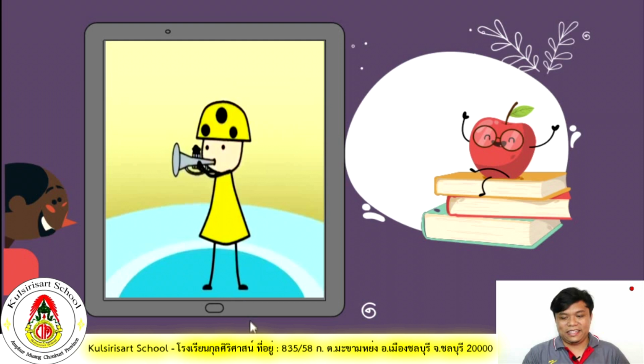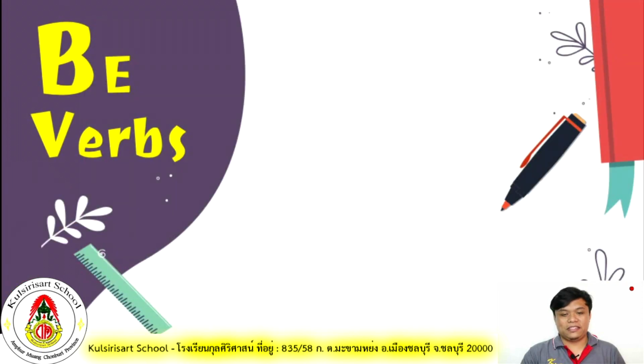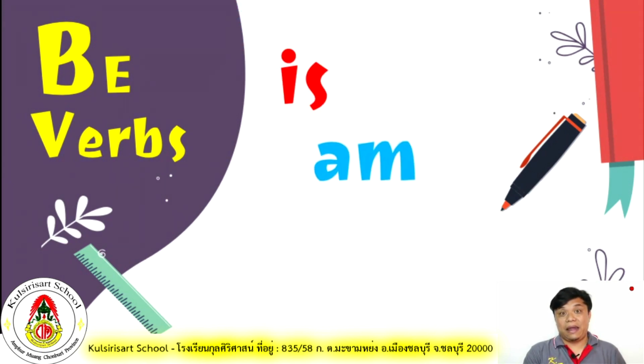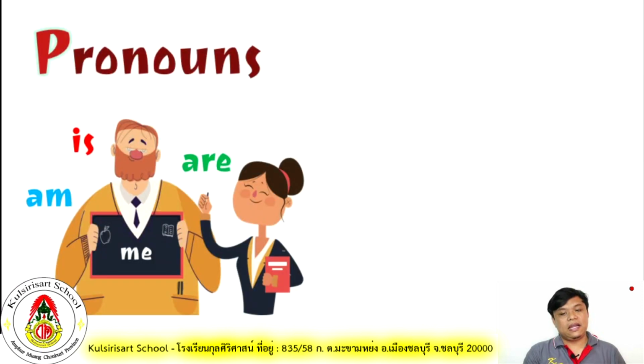Okay, that's it. Did you like the music? Okay, great. For our proper lesson, according to the song, the be verbs we use are is, am, and are. Is, am, are.